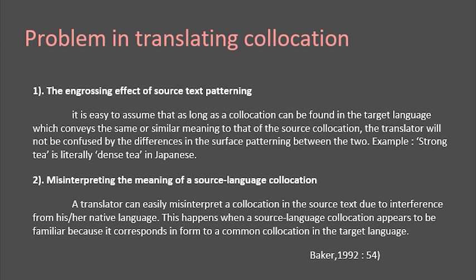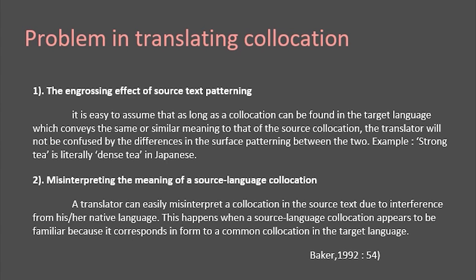The problems in translating collocation. Number 1, the engrossing effect of short text patterning. It is easy to assume that as long as a collocation can be found in the target language which conveys the same or similar meaning to that of the source collocation, the translator will not be confused by the difference in the surface patterning between the two. Example, strong tea is literally dense tea in Japanese.